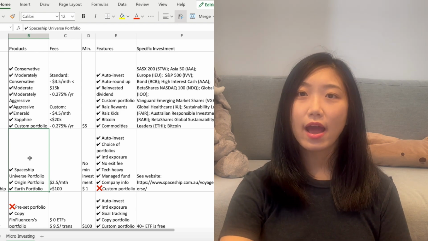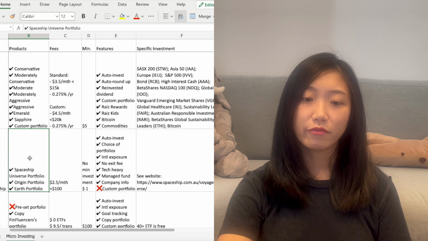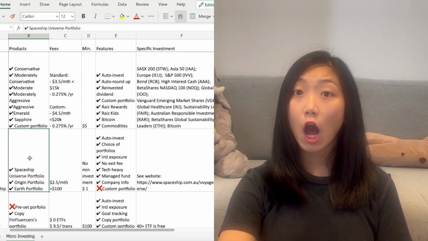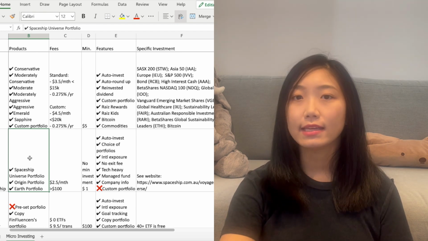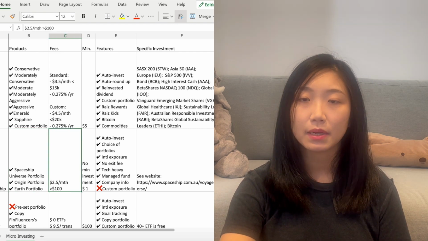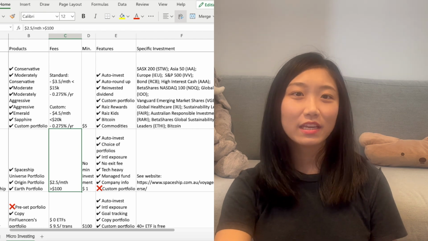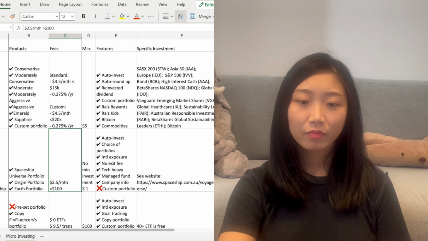Now let's have a look at the fees for Spaceship. It charges a flat rate of $2.50 per month for anything above $100. So if you have less than $100 in your portfolio, then you wouldn't be charged any fee, and it's completely free. Spaceship doesn't have a minimum investment criteria as long as it's more than $1.